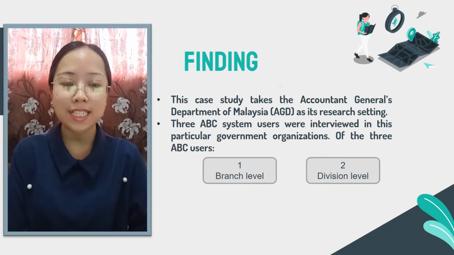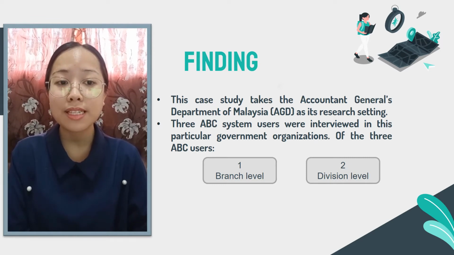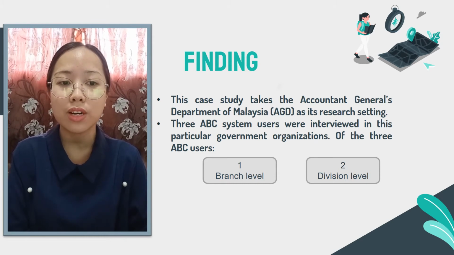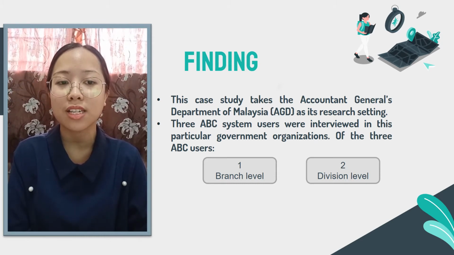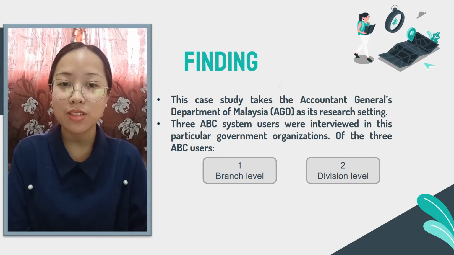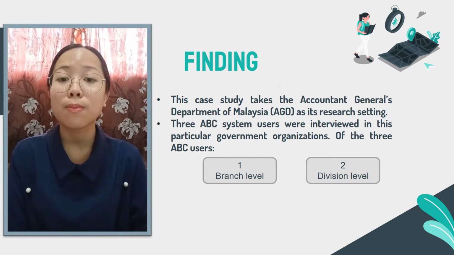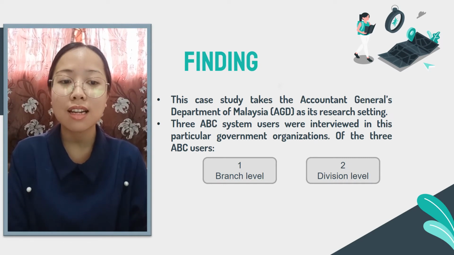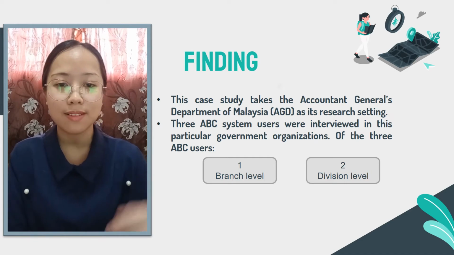So, about the finding, this case study takes the Accountant General's Department of Malaysia, AGD, as its research setting. 3 ABC system users were interviewed in this particular government organization. Of the 3 ABC users, 1 person is from the branch level and another 2 are from the division level.